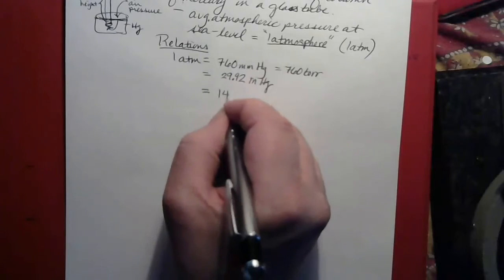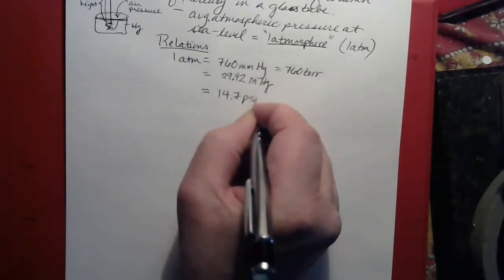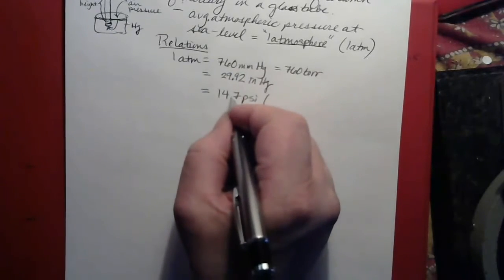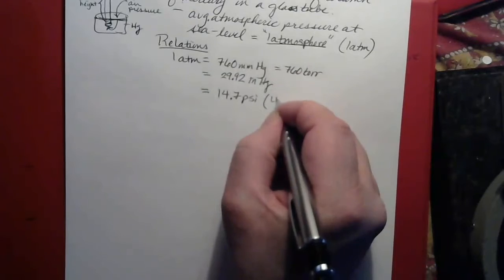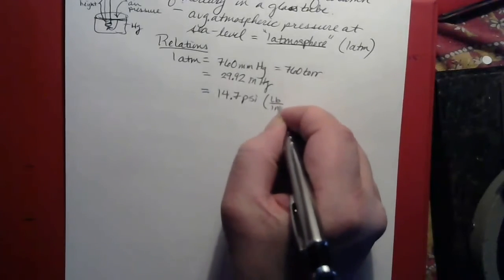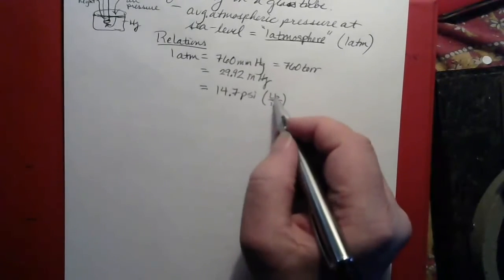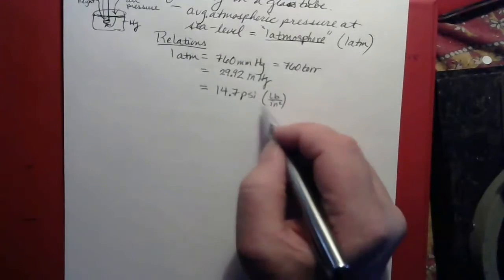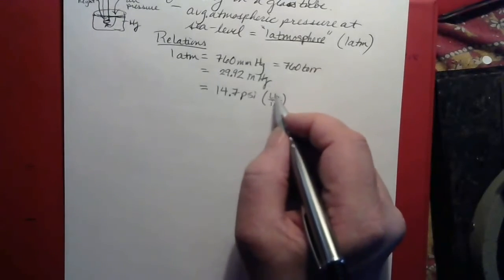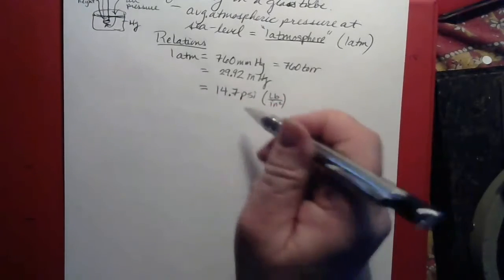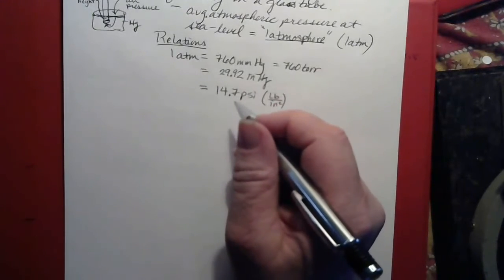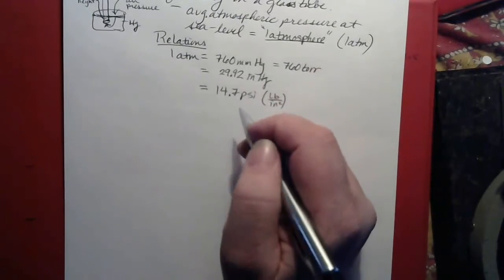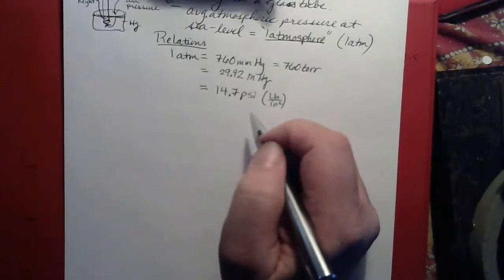There is also the unit of pounds per square inch, which I mentioned before. That literally gives force per unit of area. And sometimes it's called PSI, sometimes it's written as pounds over square inches. 1 atmosphere, that is average atmospheric pressure at sea level, would be equivalent to 14.7 pounds per square inch.